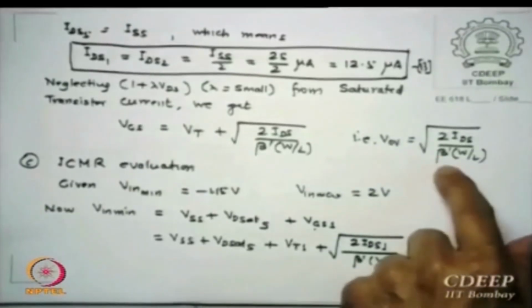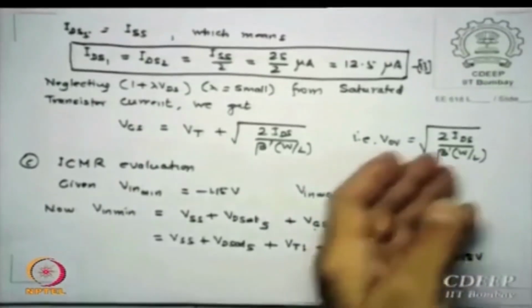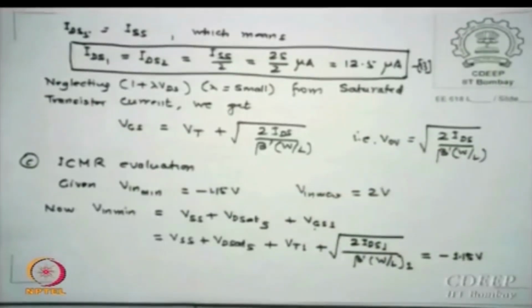And in this case obviously the overdrive or excess voltage is the square root of 2 IDS upon beta dash W by L. The third parameter given to us, third or fourth whatever number, is the input common mode range. It is not really an evaluation, from ICMR evaluation I should say. We have been given Vin minimum and Vin maximum. Please remember these words minimum and maximum are slightly, what I would say, not very correct.